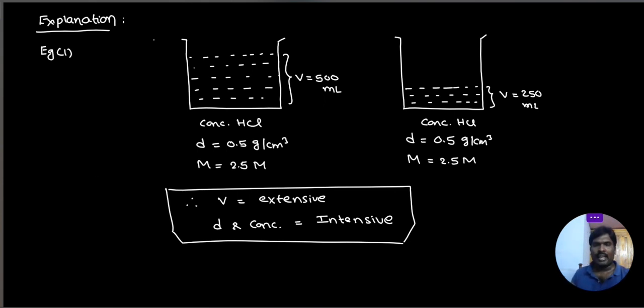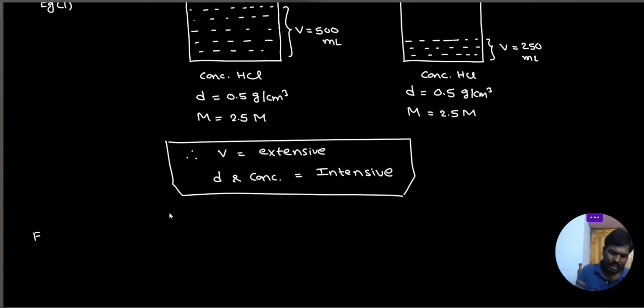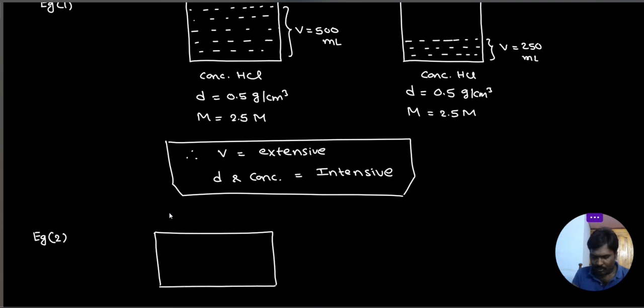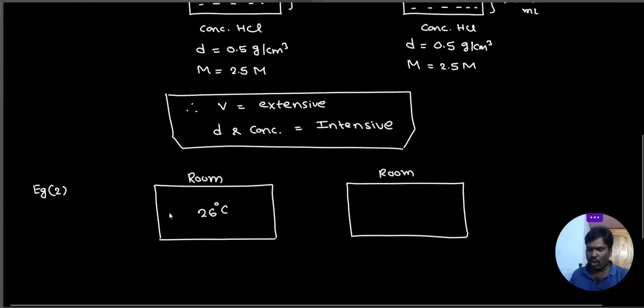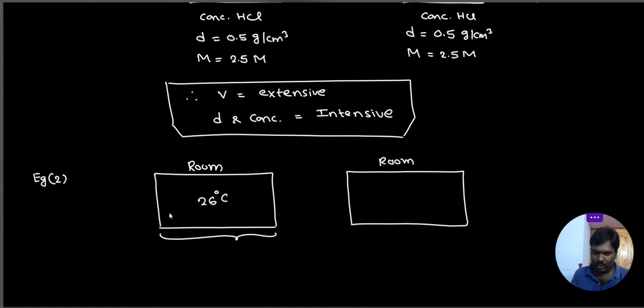Now, coming to example 2. I hope everyone understood example 1. Now example 2, this is one room. Clear? So this is one room. Room temperature, some 26 degrees centigrade, just assume 26 or 25 degrees centigrade. Room volume V.